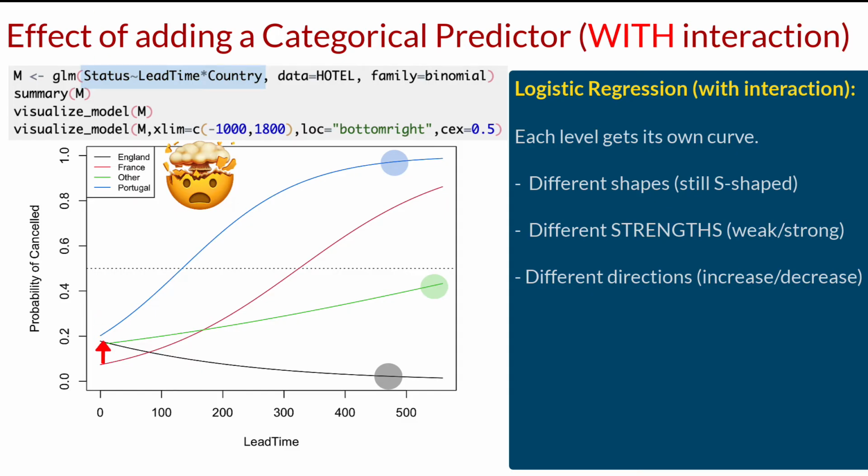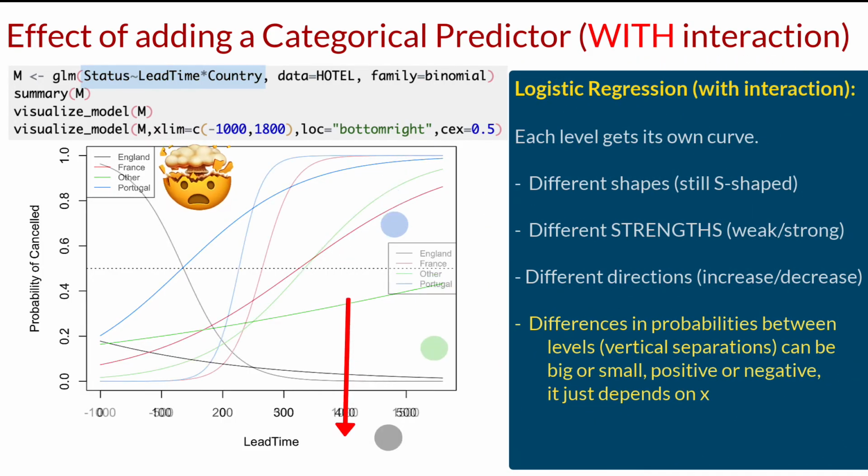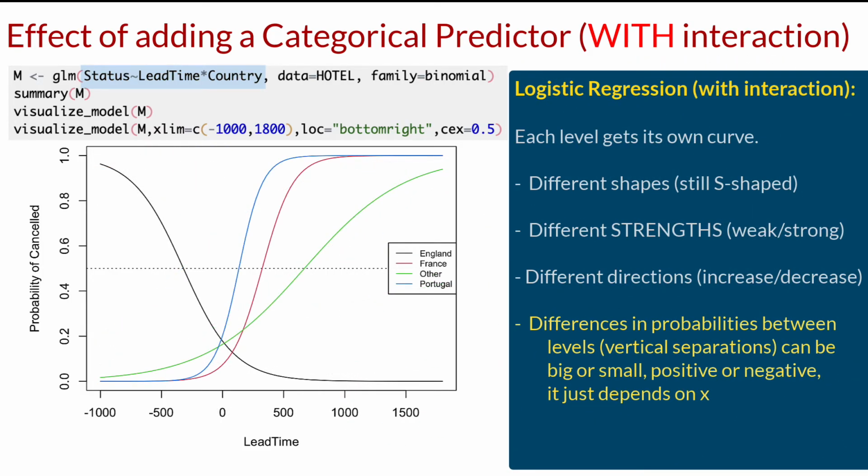Comparing France and England is interesting too. For small lead times, England's cancellation rate is higher than France's, but at longer lead times, France's cancellation rate is higher. Zooming out, we do see that each curve is the characteristic S-curve, but they vary in S-ness, in its strength. Some increase relatively quickly with lead time, like Portugal and France, others more slowly, like the other countries, and England's is negative.